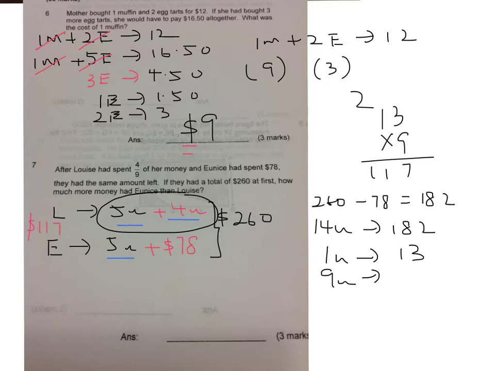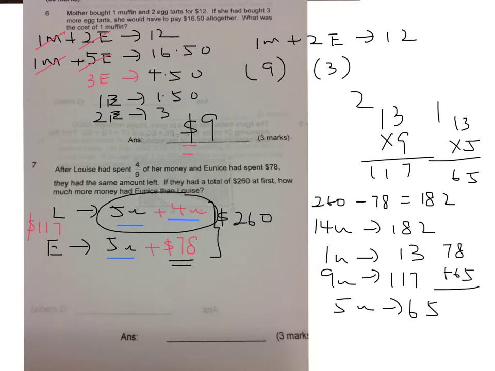Whereas for Eunice, this 117 will be 5 units. So 13 times 5 is 65. Not forgetting Eunice's $78, so 78 plus 65 is 143. So Eunice would have $143. So what's the difference between that? It will be 143 minus 117, and using your calculator, you will get 26. So your final answer is $26. Of course, not forgetting your SI unit.